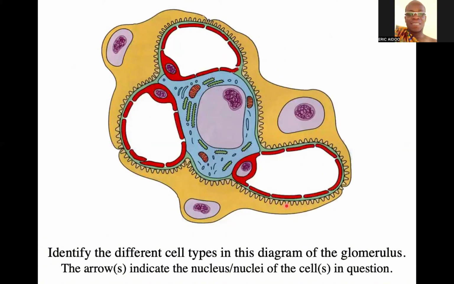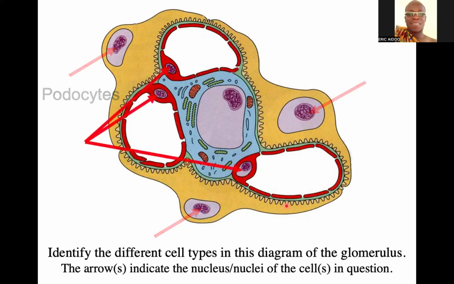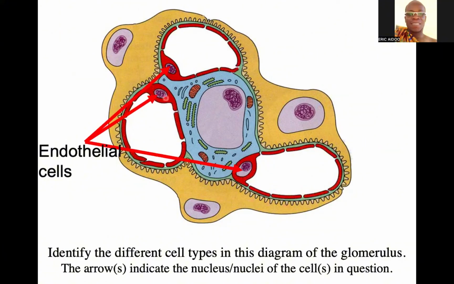So identify the different cell types in this diagram of the glomerulus. The arrows indicate the nucleus or nuclei of the cells in question. So you should be able to tell those. The podocytes and then endothelial cells. So that is the glomerular capillary, and then that is the podocyte. So that will be a filtration barrier. Okay. You have the endothelial lining, the basement membrane of both the endothelial lining and that of the podocyte, and then also the podocyte's epithelium.